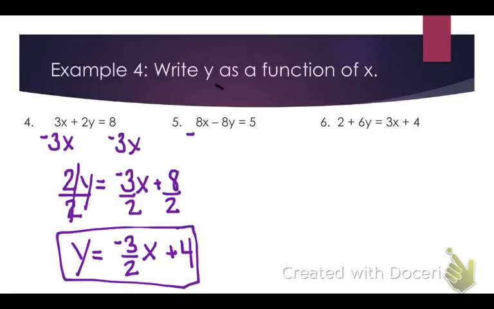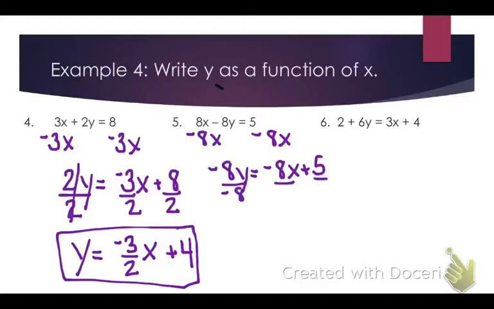I'm going to subtract 8x from each side, which will result in negative 8y equals, again, variable first, negative 8x plus 5. I'm going to then divide everything by negative 8. I'm going to divide each term separately on the right. Negative 8 divided by negative 8 is positive y equals positive 1x minus 5/8.